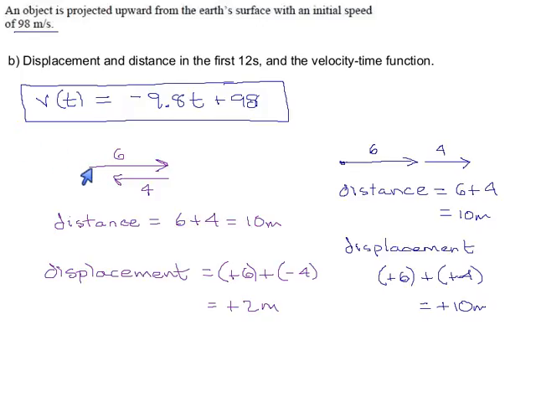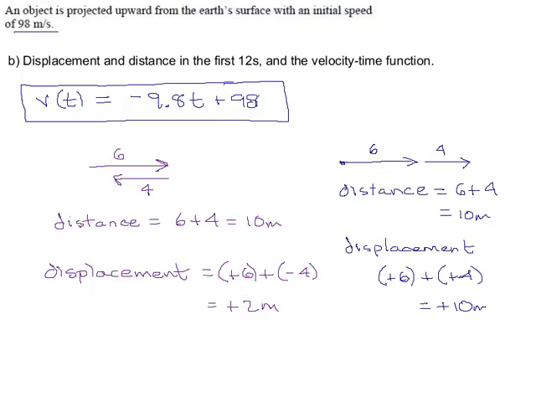So displacement says if you go 6 to the right and 4 to the left, overall your displacement has been 2 meters to the right. Displacement isn't about how much ground you've covered, it's about how far are you from your starting point. And so with displacement, opposite movements can cancel each other out.